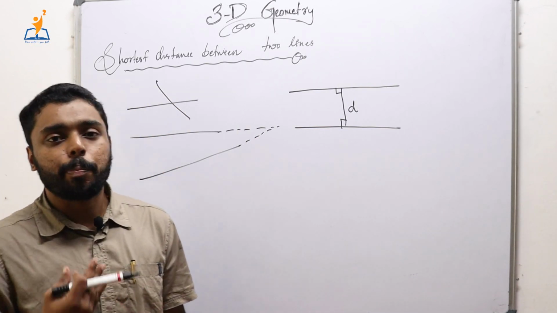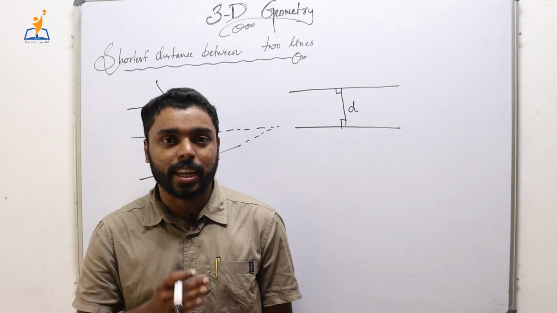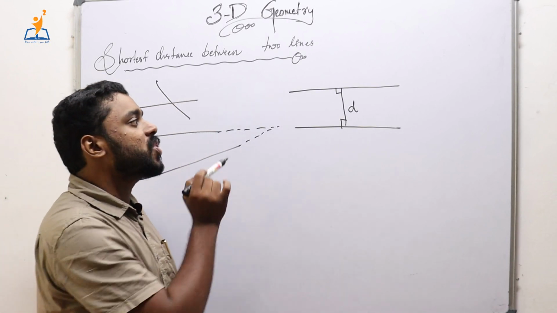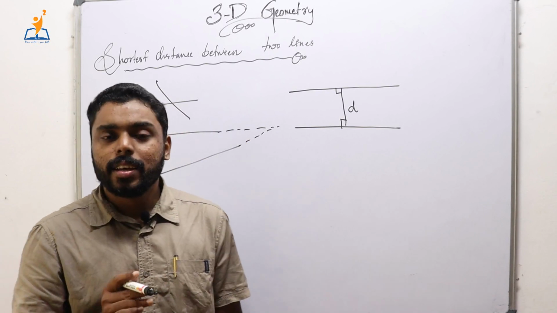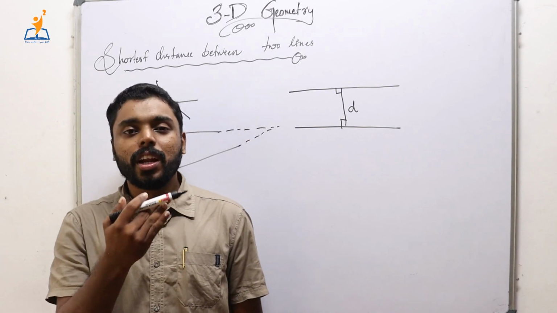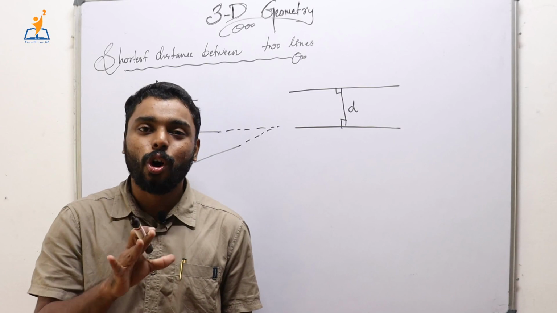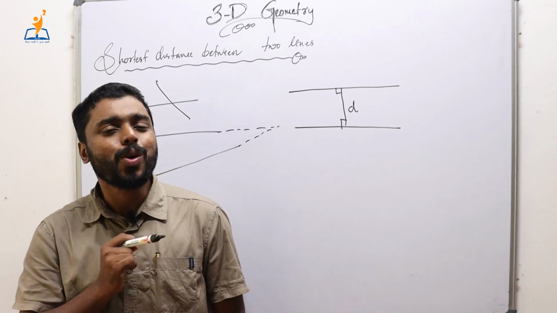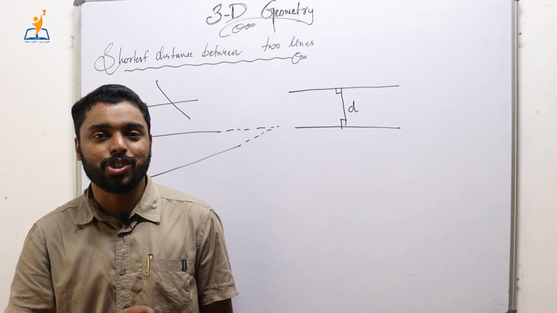Now can you imagine a situation where the two lines given are non-intersecting as well as non-parallel? Suppose that you are given two lines which are not intersecting as well as not parallel. Yes, of course, this is possible in three-dimensional geometry.